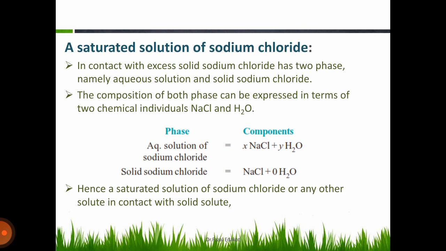We were discussing, if it is saturated, there will be two phases. But how many components? A saturated solution in contact with excess of sodium chloride has two phases, namely aqueous solution and solid sodium chloride. The composition of both the phases can be expressed in terms of two chemical individuals, NaCl and H2O. So there are actually two phases. One is the aqueous solution of sodium chloride. It could be represented by two components, as we have written before, X NaCl and Y H2O. So two components.